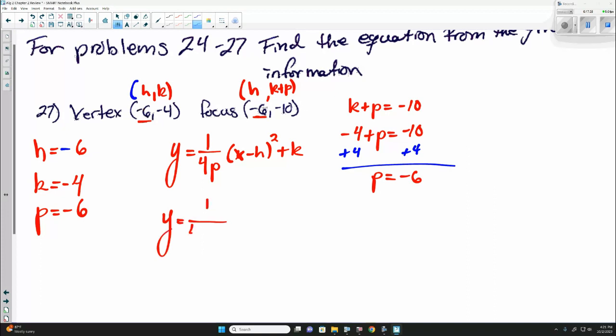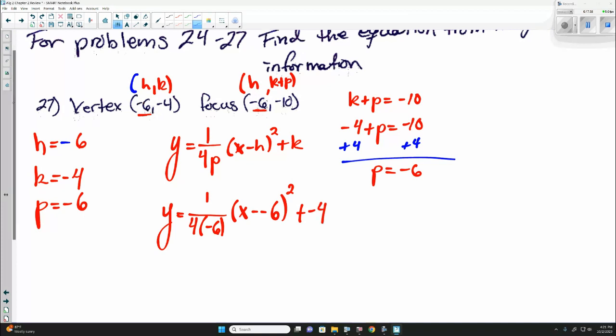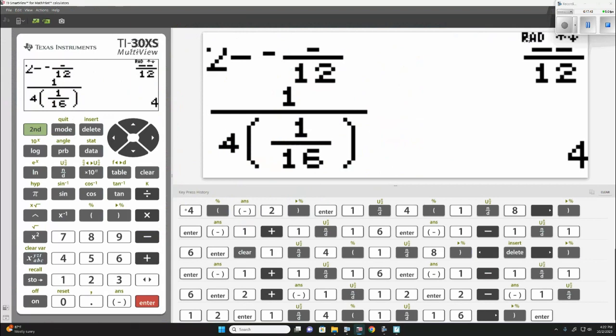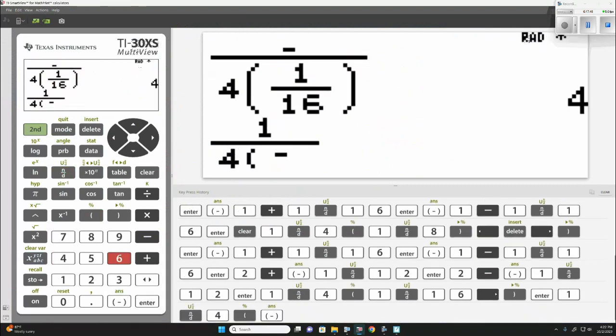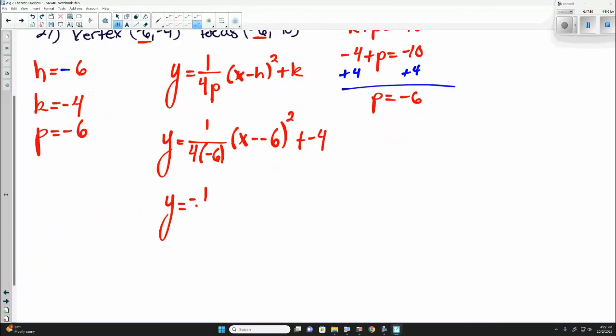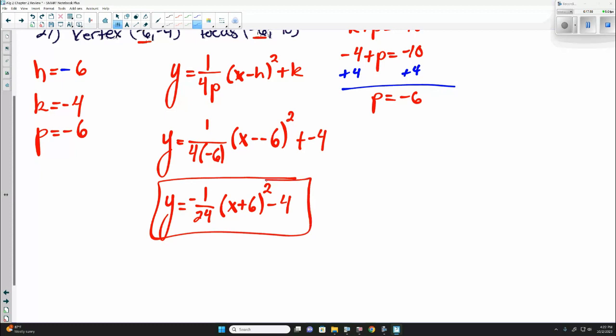Now at this point here, we can plug everything back in, making sure to plug in the correct values for h and k. And this will tell us y equals, well, we can plug that in. 1 over 4 times -6, that is -1/24. Our x minus -6 is the same as x plus 6 squared. And our plus -4 is the same as -4. And that's it for that one there.